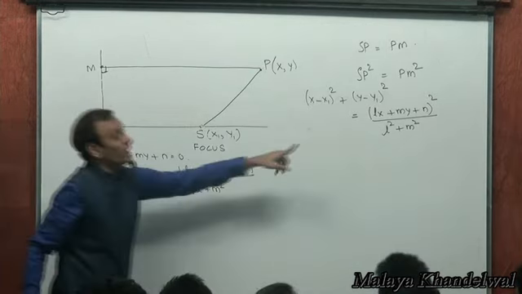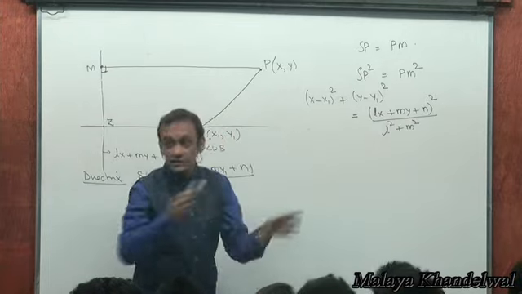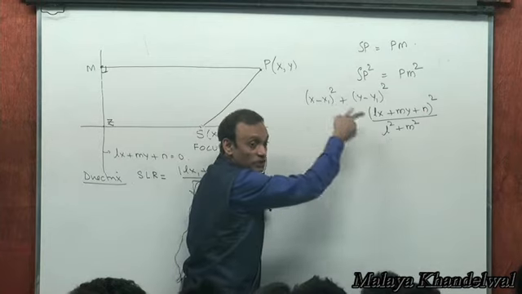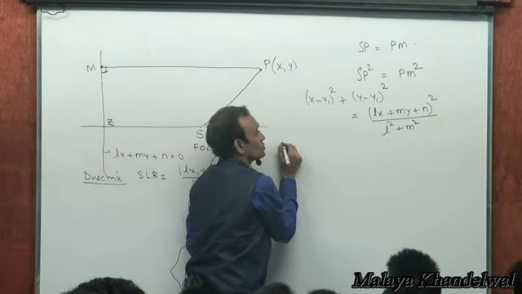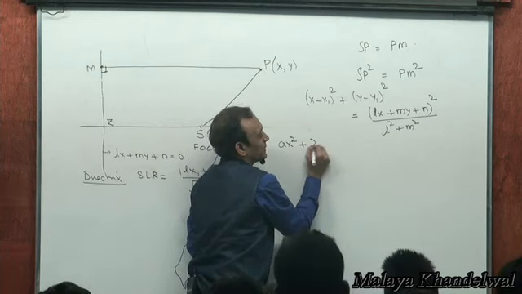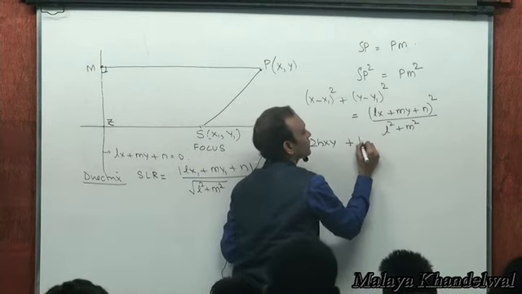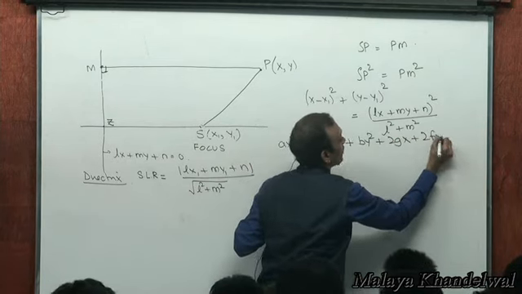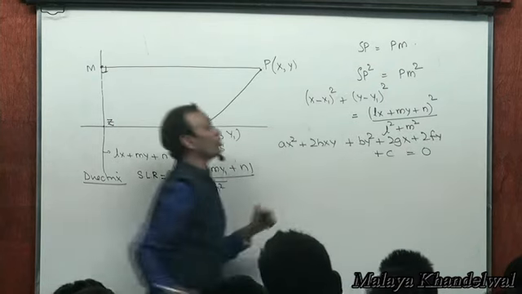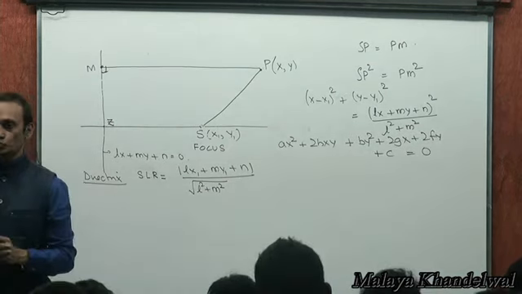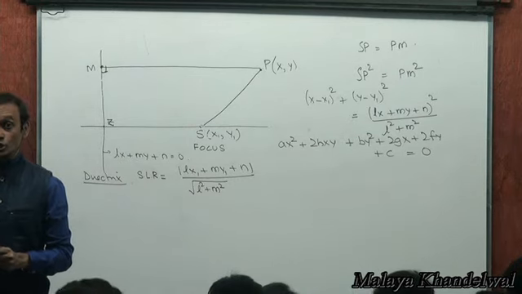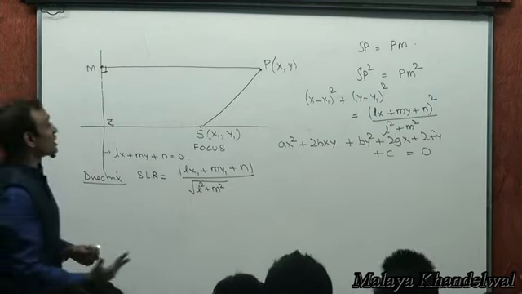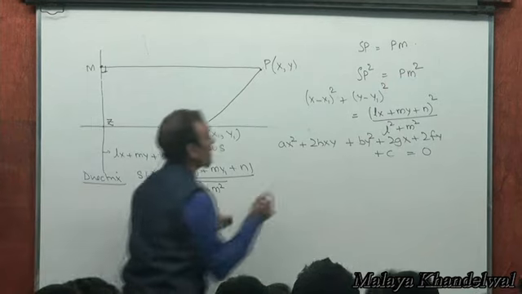Notice that when I collect terms here, the form of this equation of the parabola would be as follows. It will be like some ax squared plus some 2hxy, there will be xy terms, there would be a y squared term, there would be 2gx plus 2fy plus c equal to 0 would be the form of the equation of this parabola, yes or no? Which is a generalized equation of second degree in x and y.